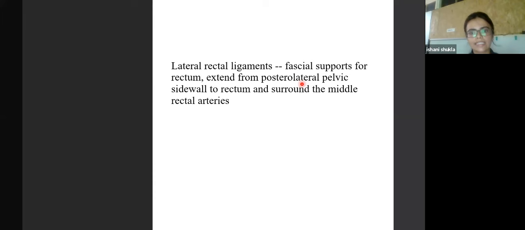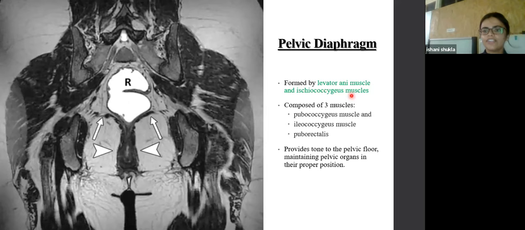Coming to the pelvic diaphragm, this is formed by the levator ani muscle and the ischiococcygeus muscles. The levator ani further is composed of three muscles, which are the pubococcygeus, iliococcygeus, and puborectalis muscles. The function of the pelvic diaphragm is to provide the pelvic floor and maintain the pelvic organs in their proper position. This is a coronal T2-weighted MR image. Here we see this is the iliopsoas muscle and this is the external sphincter.